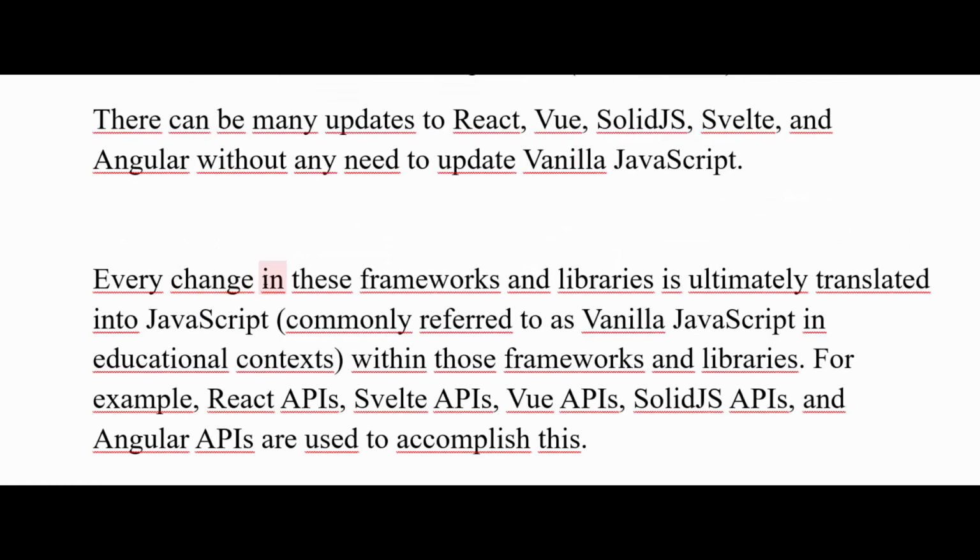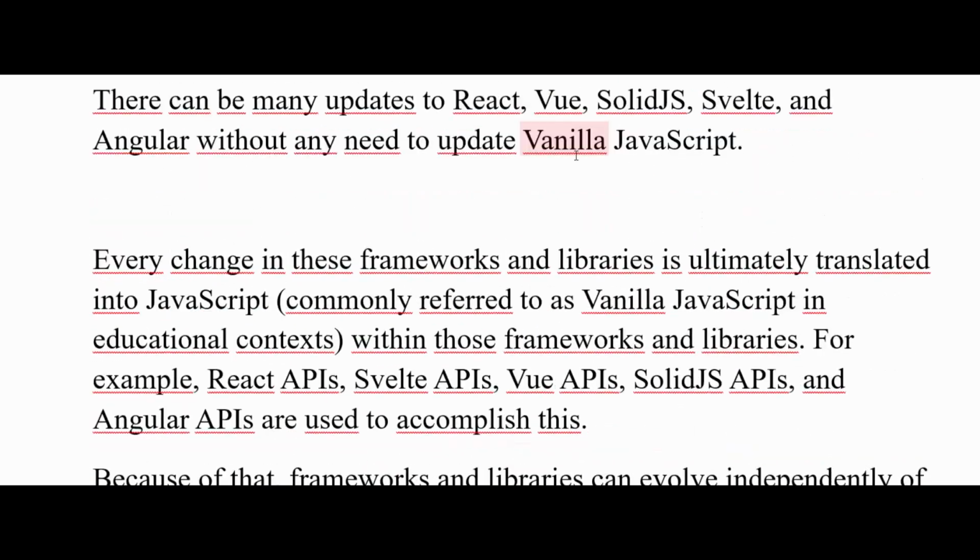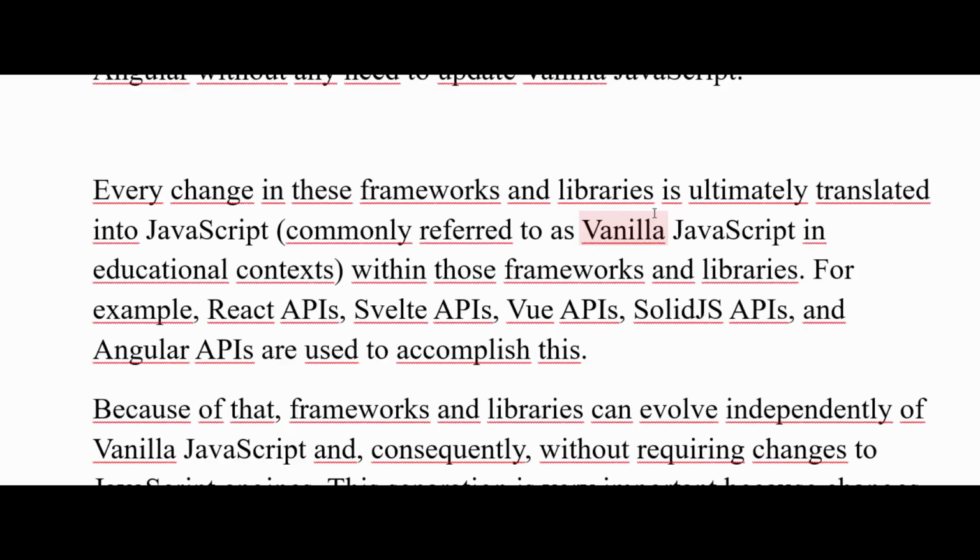Every change in these frameworks and libraries is ultimately translated into JavaScript, commonly referred to as vanilla JavaScript in an educational context. For example, React APIs, Svelte APIs, Vue APIs, SolidJS APIs, and Angular APIs are used to accomplish this.